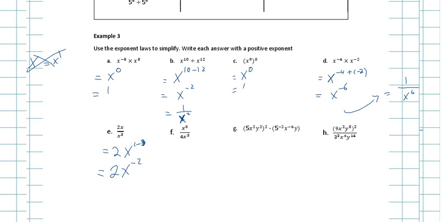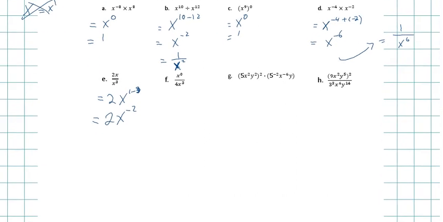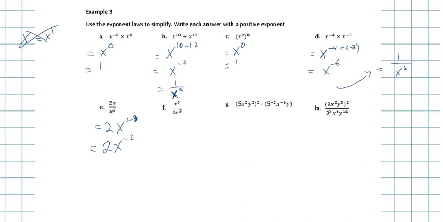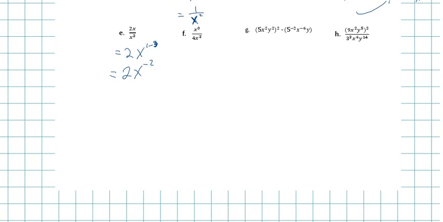Which one do you flip? You only flip the one with the negative exponent. The 2 is not connected to that negative exponent. If it's connected, it will be written like this. So you only flip it when the exponent is negative. In this case, my exponent is negative for x only, so it's going to be 2 divided by x. I brought it down to the denominator.